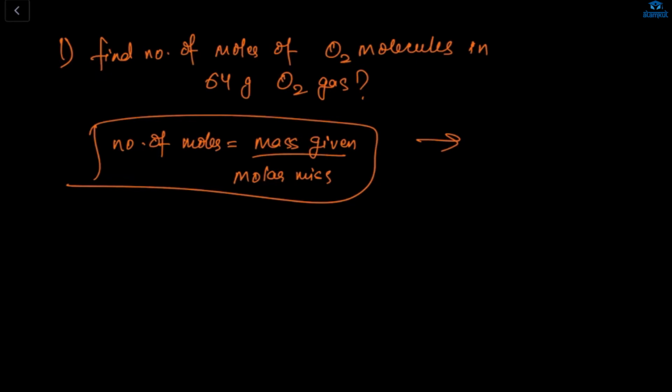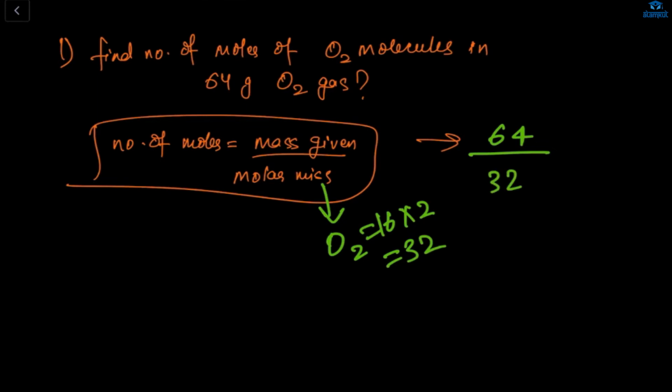Let's see how to solve this question. What is your mass given? Ma'am, mass is 64. And what is the molar mass of O2? Ma'am, for O it is 16 and for O2 it is 32. So 64 divided by 32, it's what? 2 moles, right? Understood?